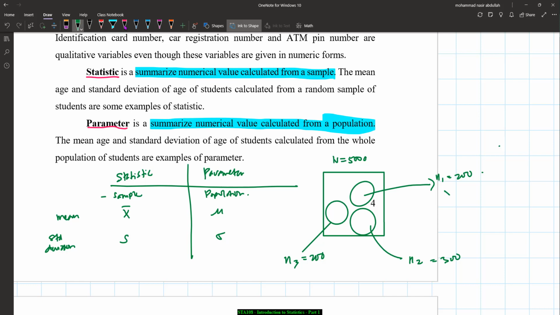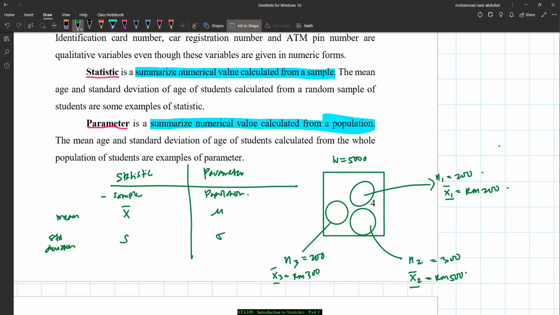So I measure the average monthly pocket money for the first sample, let's say RM200. This is X bar 2, RM500. X bar 3, let's say RM300. Can you see? I use X bar when I want to calculate a statistic for the sample.